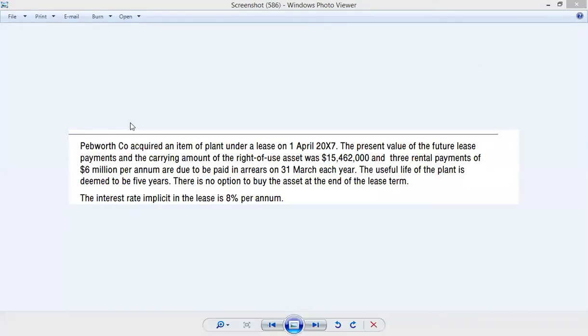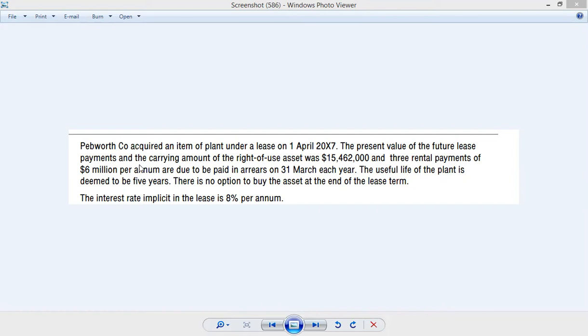Okay, so let's see this question. A company acquires an item of land and a lease. On April 1st, 2017, the present value of the future lease payments, and the current amount of the right of use, was estimated to be 15.46 million. Three rental payments of 6 million per annum are due to be paid in arrears on 31st March each year. The useful life of the plant is deemed to be 5 years. There was no option to buy the asset at the end of the lease term. The interest rate implicit in the lease is 8%.